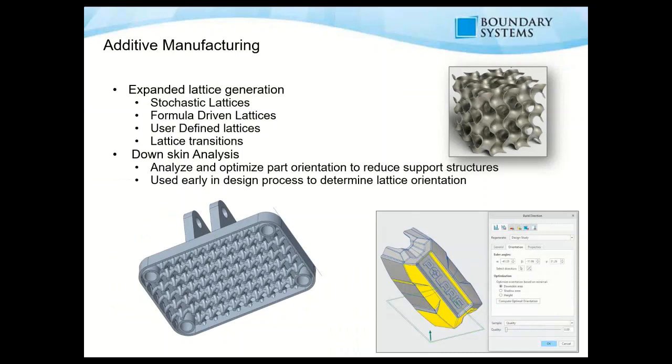I also added the downskin analysis. So you basically will give your component a reference, tell it needs to grow from that direction, and then you can have a little bit of an analysis of where those lattices need to be and what the orientation might be. In certain cases, it can save you a little bit of printing time and some material as well.